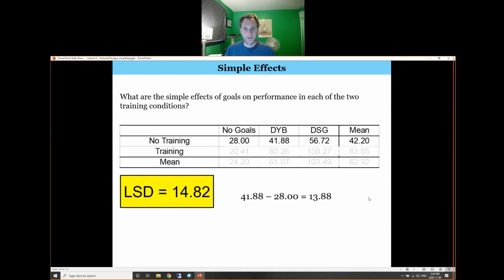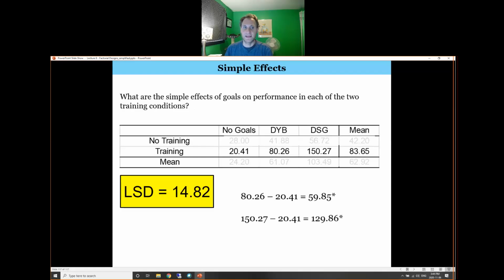So the difference between the no goals mean and the do your best goals mean is 13. So that's non-significant. The difference between the difficult specific goals and the no goals is 28. That's greater than 14.82. So that is significant. And the difference between the do your best and the difficult specific goals is 14.84, which is bigger than 14.82, so that is also significant.